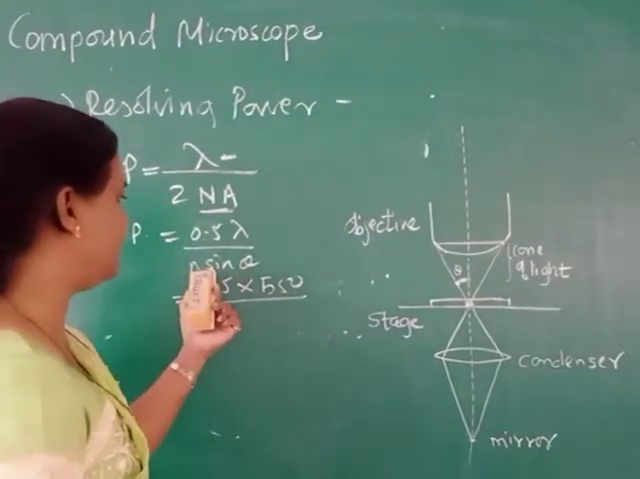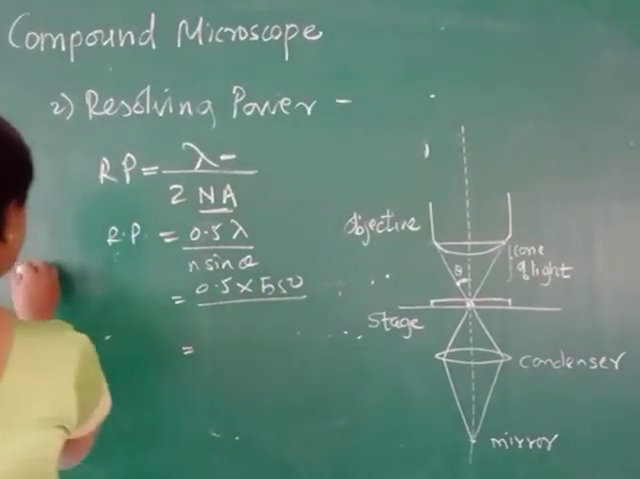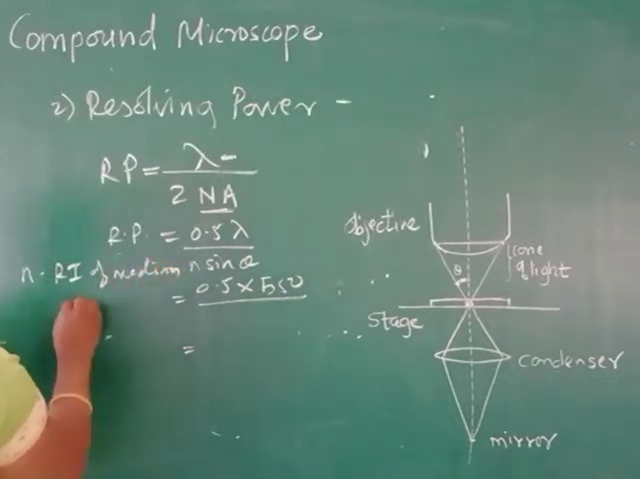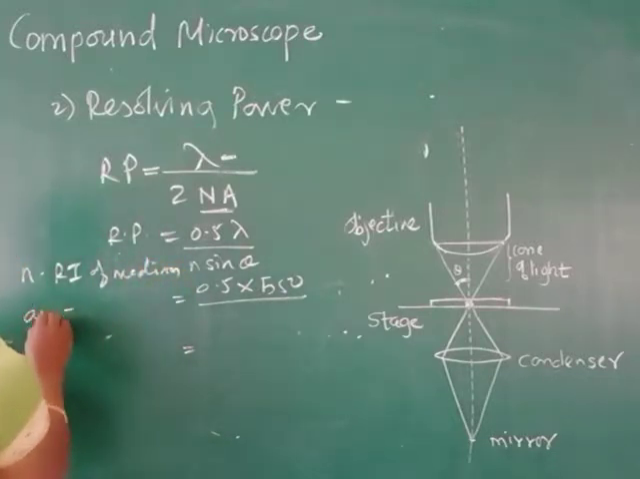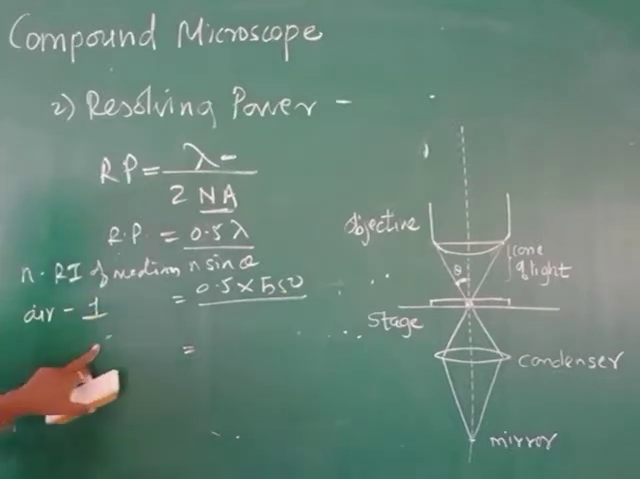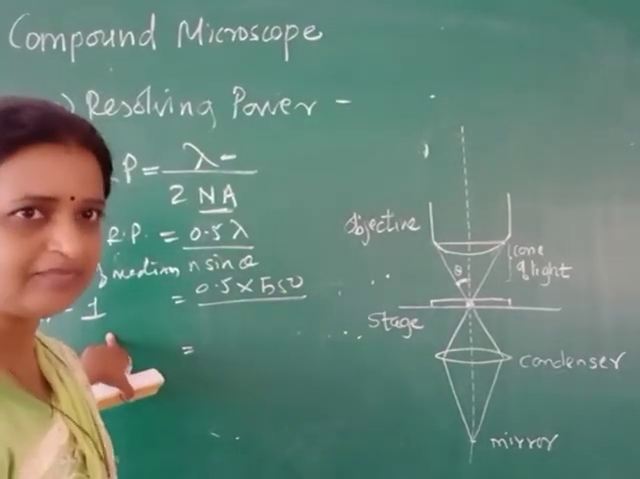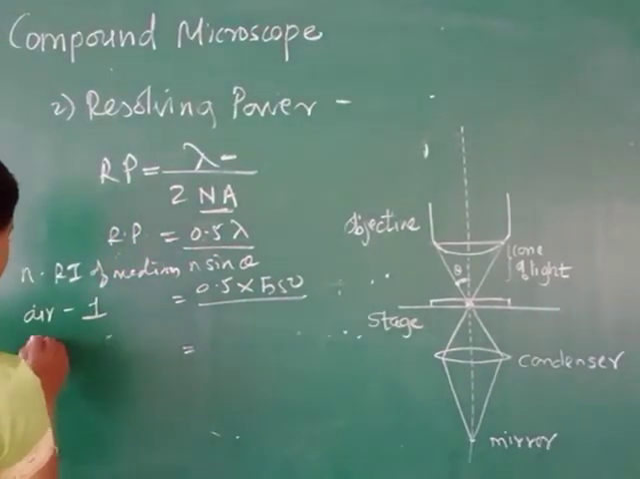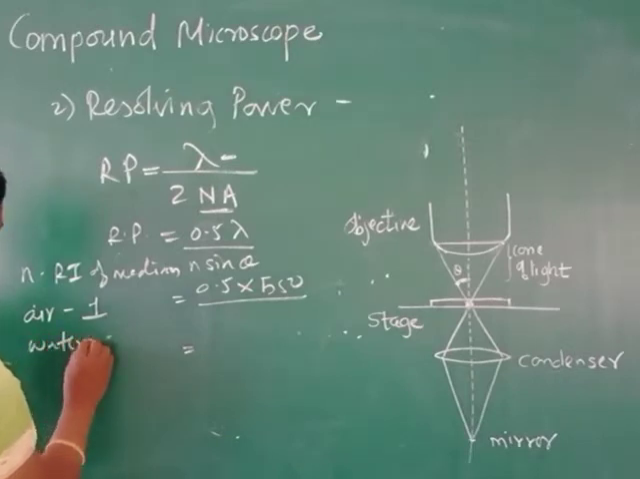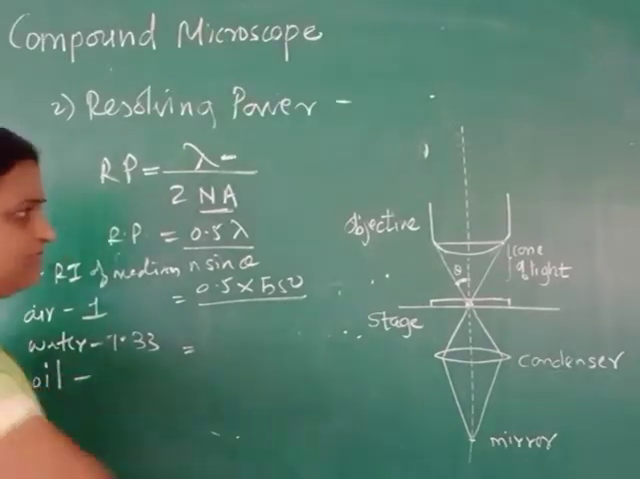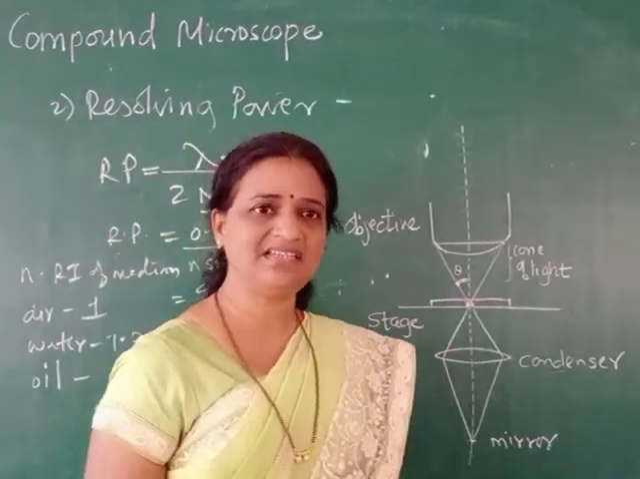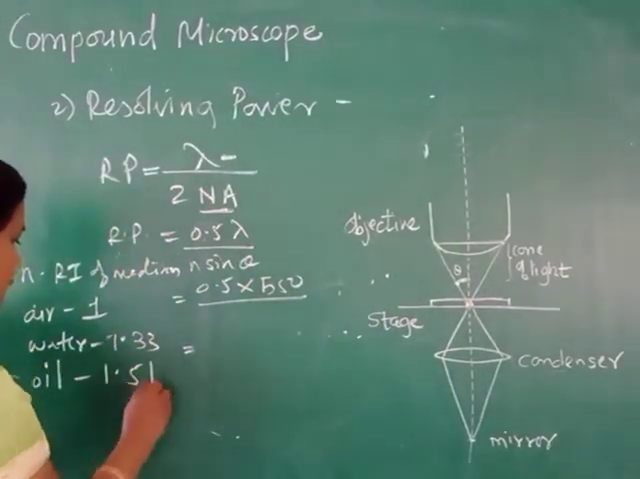What is the denominator? N sin theta. N is the refractive index of the medium. What should be the medium while working with the compound microscope? It is air, and the refractive index of air is 1. There are different media. Oil is one medium, water is another. The refractive index of water is 1.333, and the refractive index of oil, which is generally used with the 100x oil immersion objective, is cedarwood oil. Its refractive index is about 1.51.